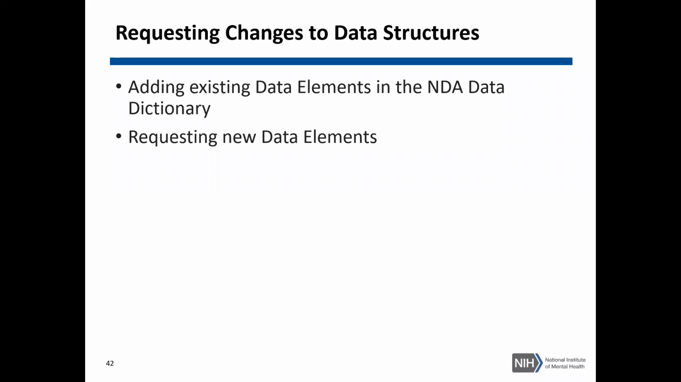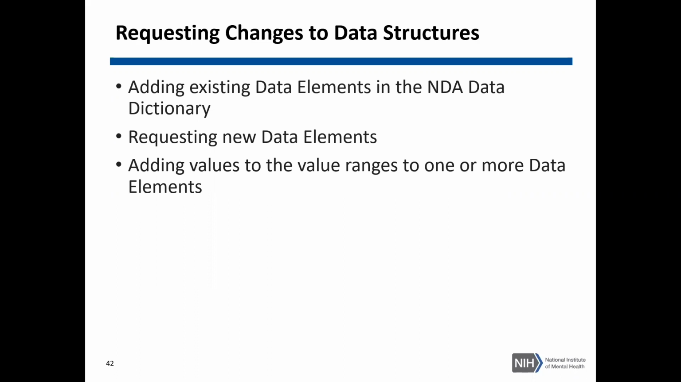The second is requesting brand new data elements that don't exist yet in the data dictionary. We can also add new values to the value range of existing data elements. For example, if you have an element that allows values of 1 to 5, but you need it to have values of 1 to 10 instead. And also you can request aliases for data elements.